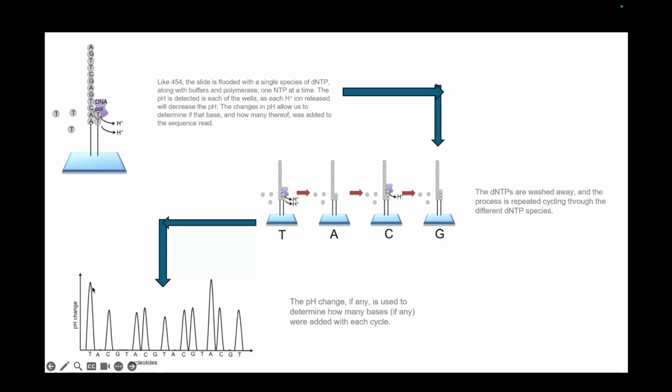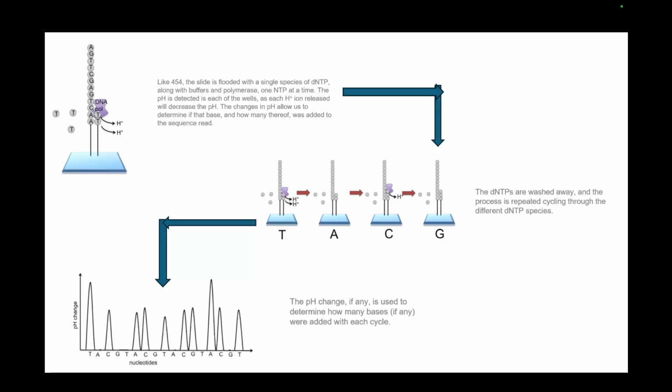So for T, maybe the pH change is high. For A also it is very high. For C, but depending on where it is, for this A it is quite low. For this A it has not been changed at all. So there will be very distinct signatures of these additions depending on the change in pH, which you can use to determine the sequence of the strand that is present.